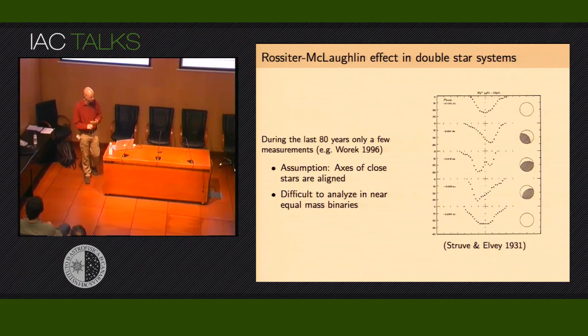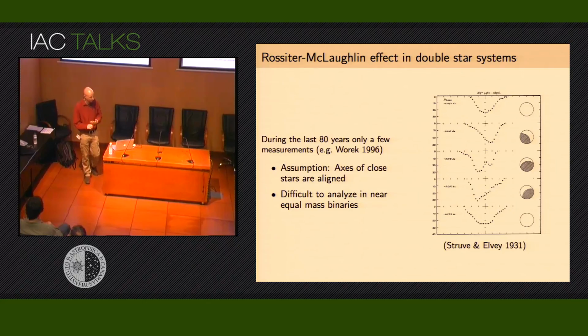This effect, the Rossiter-McLaughlin effect, has been known for over 100 years. So you might think you would find lots of these measurements in the literature. However, I was hard-pressed to find only a few. I guess that's because of the understanding that close binaries have aligned axes. And I will show later it's also quite difficult to measure these effects in equal-mass binaries. But I did find one very nice measurement, again of Algol, by Struve and Elvey from 1931.